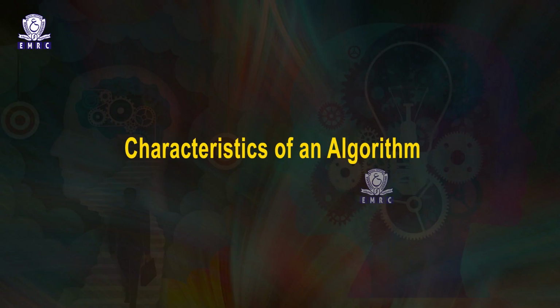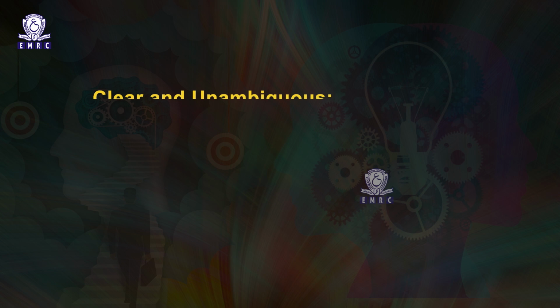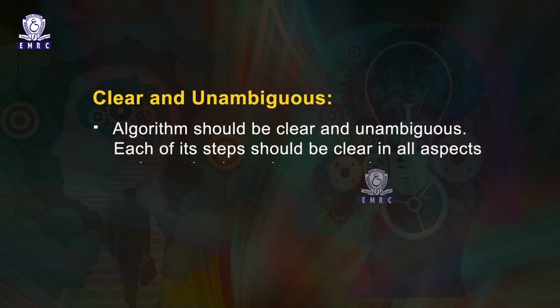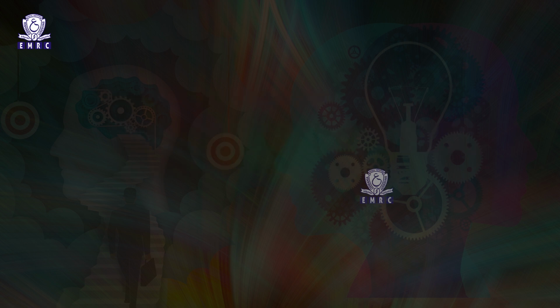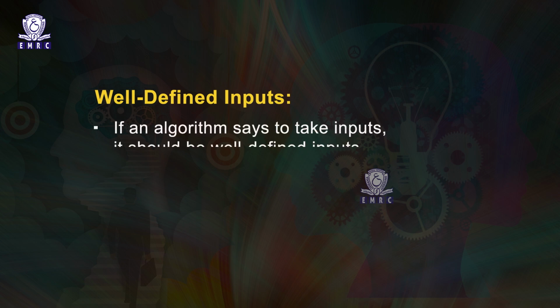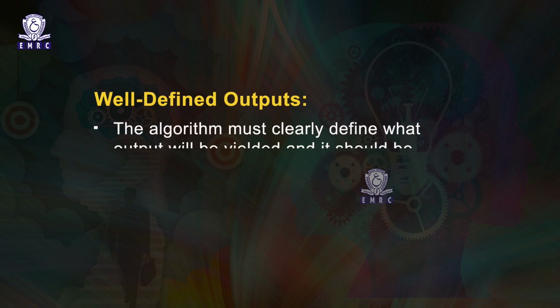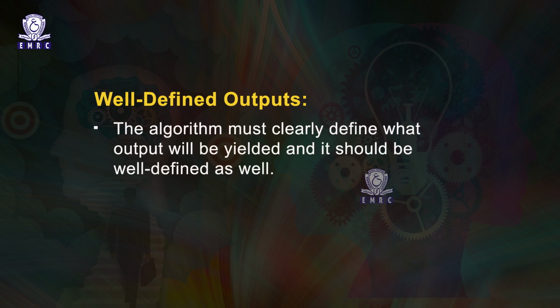Now, if we look at the chart on the screen, there are certain characteristics of an algorithm. The first characteristic is clear and unambiguous. Algorithm should be clear and unambiguous. Each of its steps should be clear in all aspects and must lead to only one meaning. The second characteristic is well-defined inputs. If an algorithm says to take inputs, it should be well-defined inputs. The third characteristic, well-defined outputs. The algorithm must clearly define what output will be yielded and it should be well-defined as well.